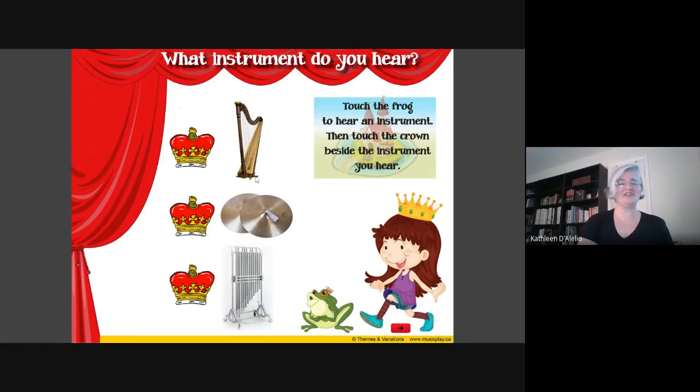And then you have to choose, was that the harp, the cymbals, or the chimes? I'm going to choose chimes. No, not right.